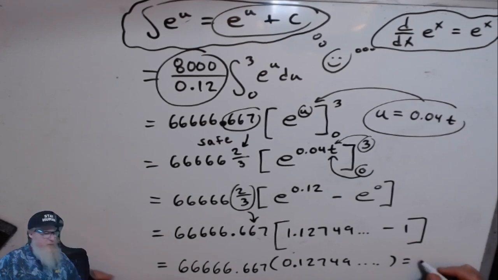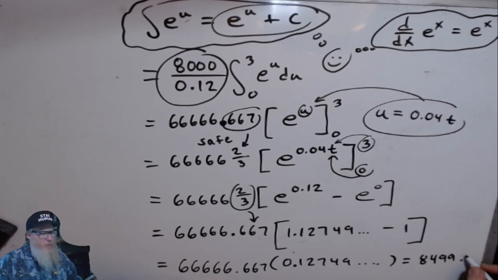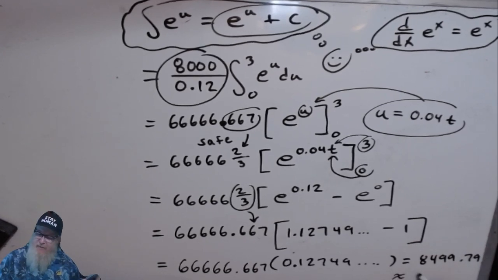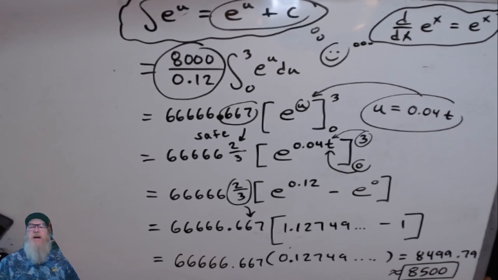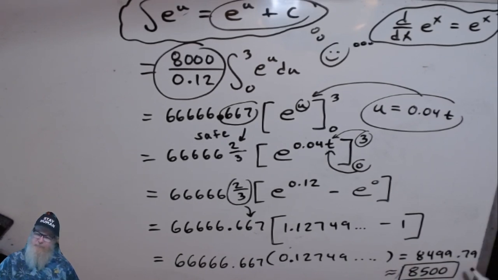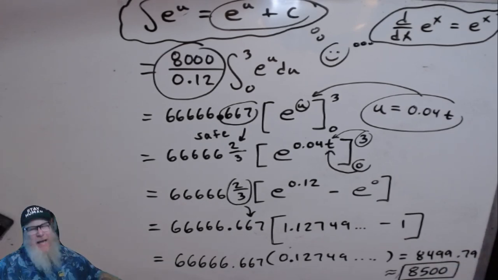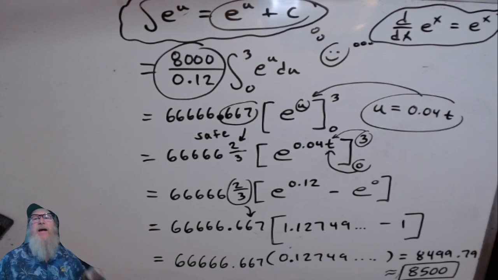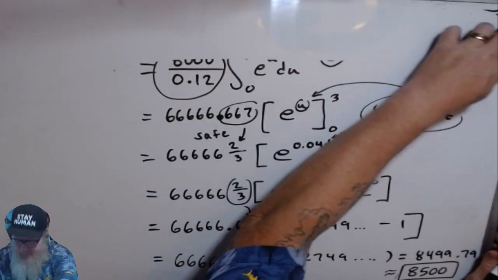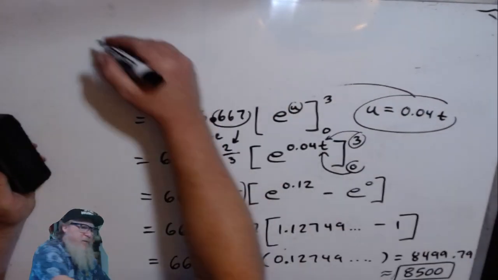So this is 8,499.79 or 8,500. $8,500. 79 cents rounds up to a whole dollar, and then the $4.99 rounds up to $500. I don't need to tell you that. So the average value is $8,500.